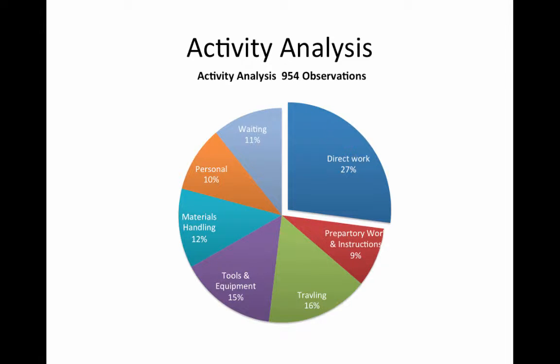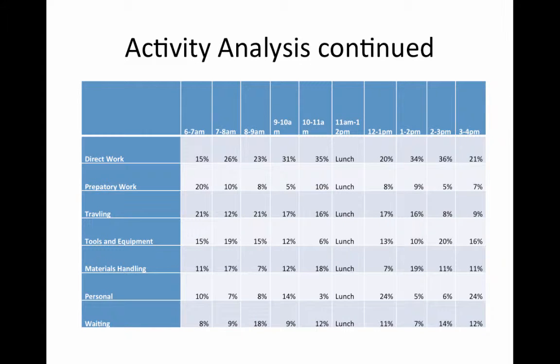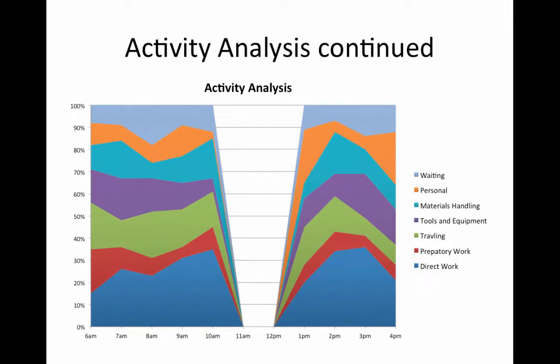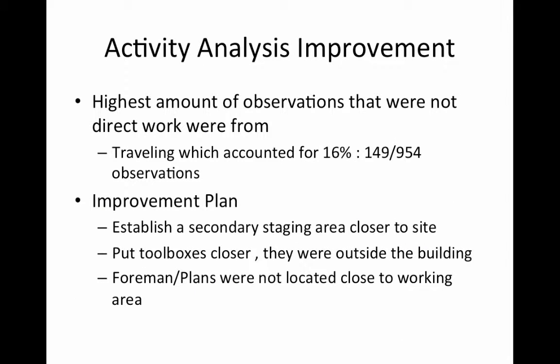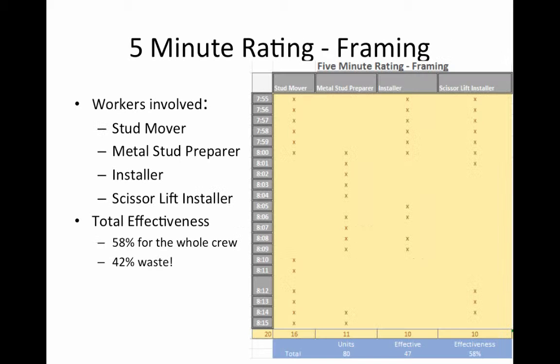Our group had 954 observations for activity analysis. Of this, we determined that 27% of these observations related to direct work. One point of improvement we had would be to reduce the amount of time workers spent traveling, which accounted for 16% of our observations. A few ways we could do this would be to establish a secondary staging area closer to the site, putting toolboxes closer, and having plans within reach of the workers.